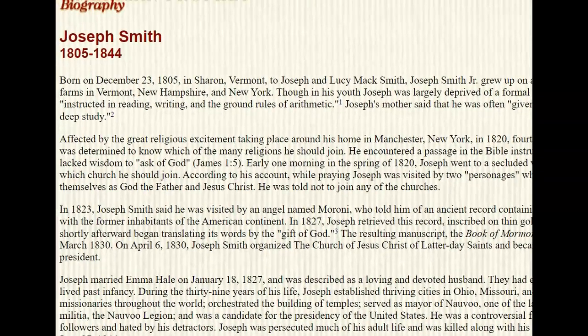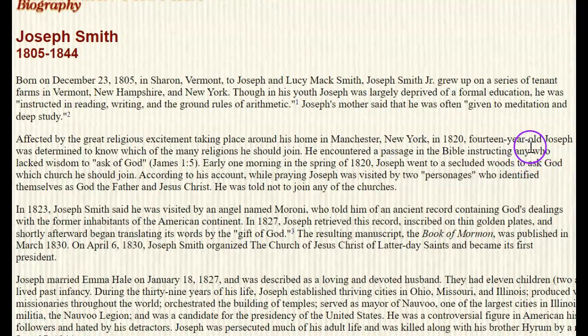Well, what Joseph did was, as a young, inquisitive 14-year-old, Joseph was determined to know which of the many religions he should join. And in a Bible passage, he read the words, "Ask of God." On one morning in the spring of 1820, he went to a secluded woods to ask God which church he should join. And according to his account, he was visited by two personages who identified themselves as God the Father and Jesus Christ. He was told not to join any of the churches.